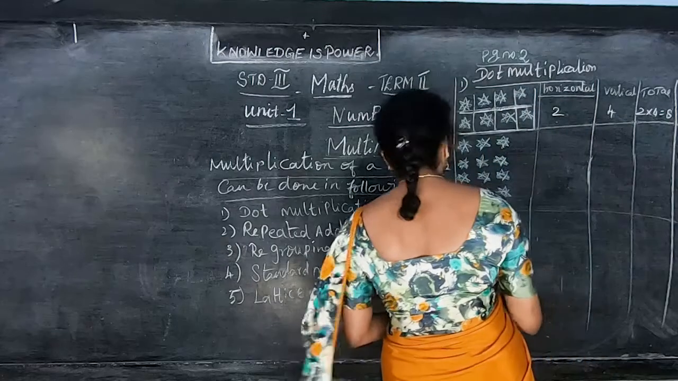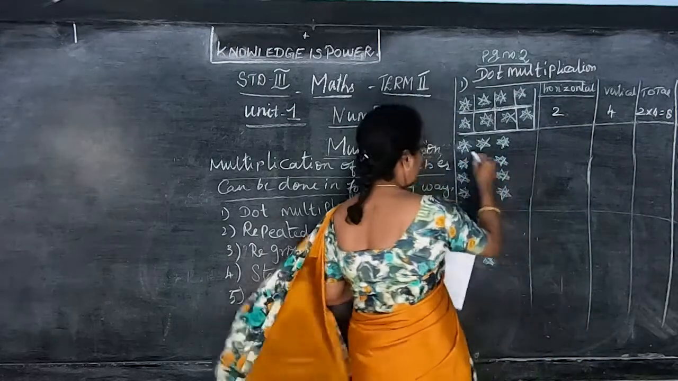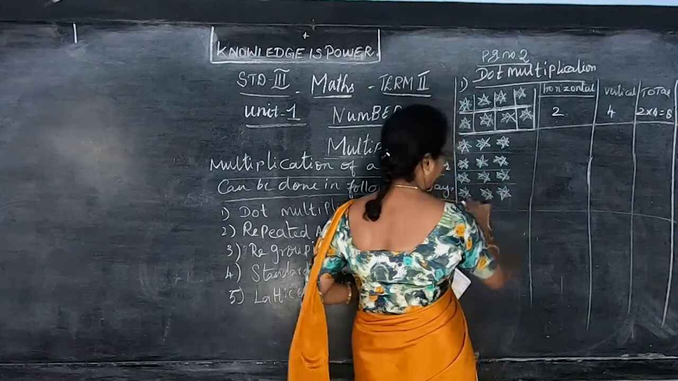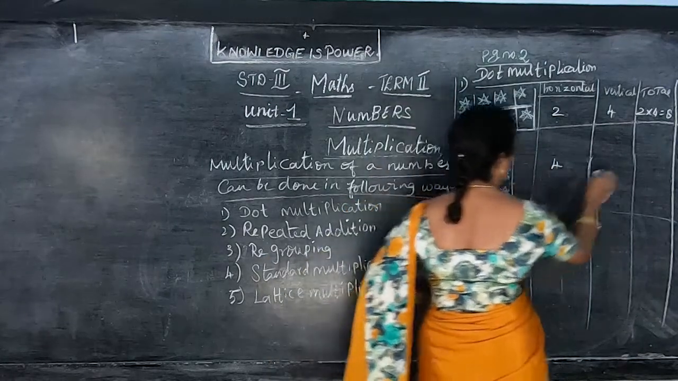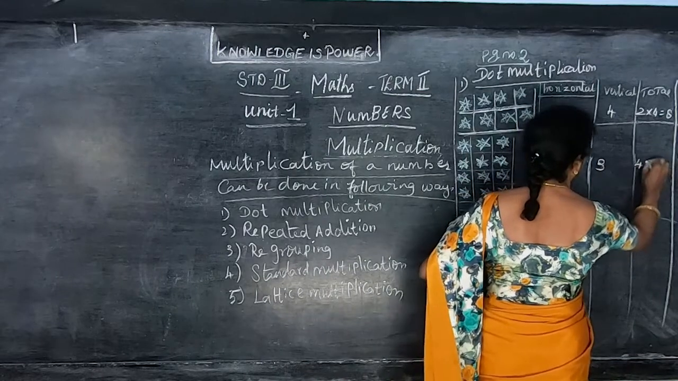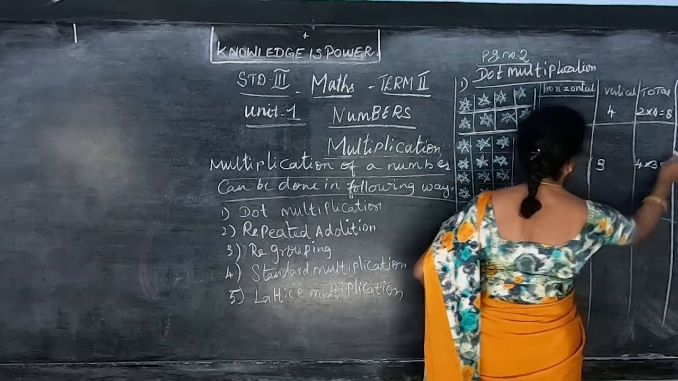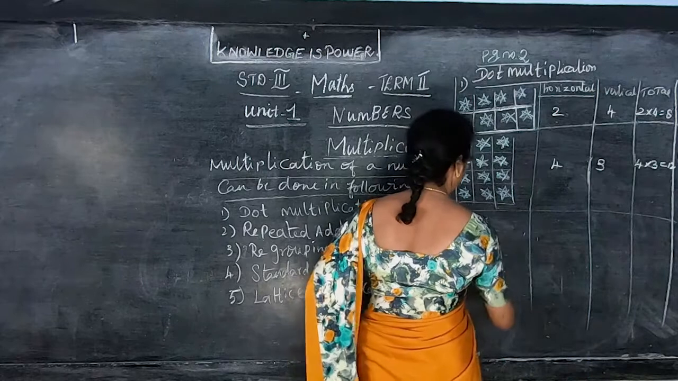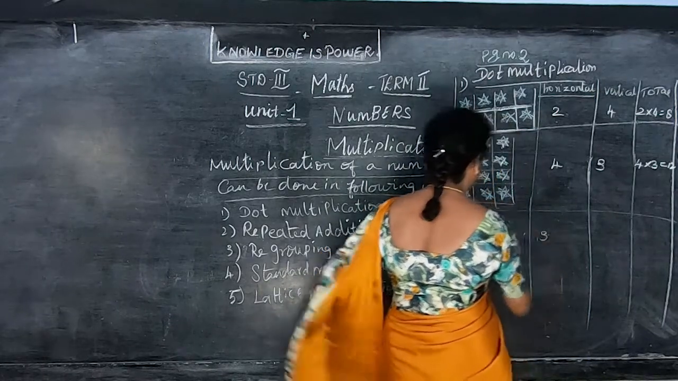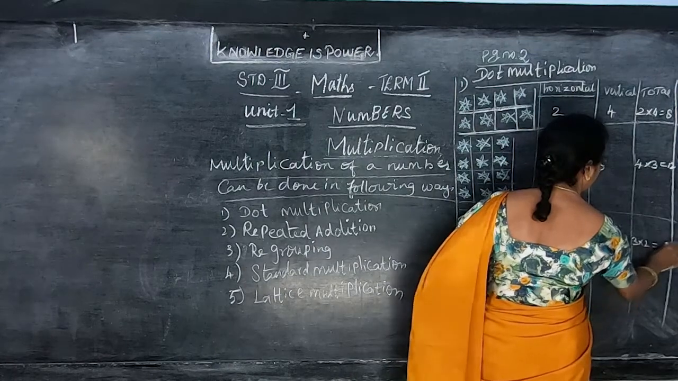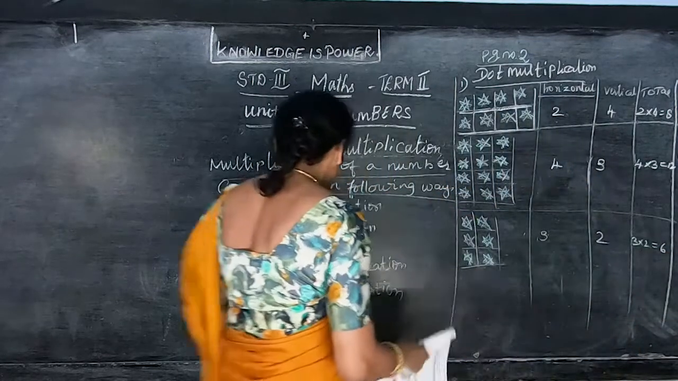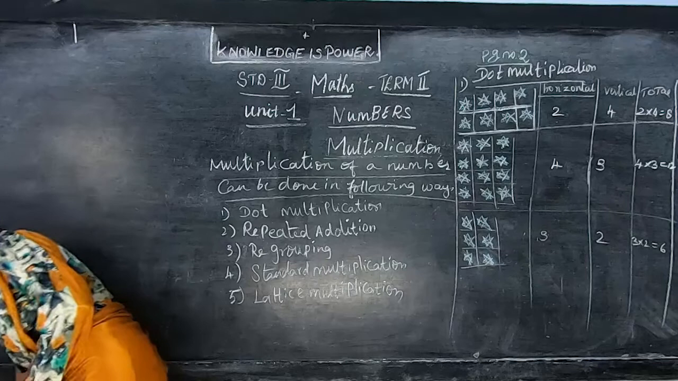Here in the second row, how many horizontal are here? 1, 2, 3 and 4. So 4. How many vertical? 1, 2 and 3. So you put 3. So here 4 3s are 12. And then here, how many horizontal are here? 3 horizontal. How many vertical? 2. That is 3 2s are 6. This is known as the dotted multiplication.